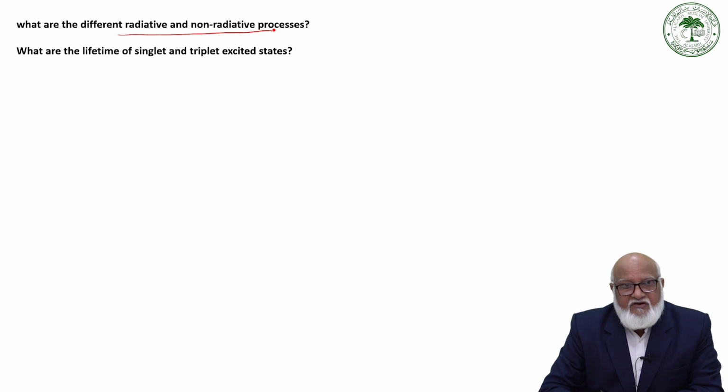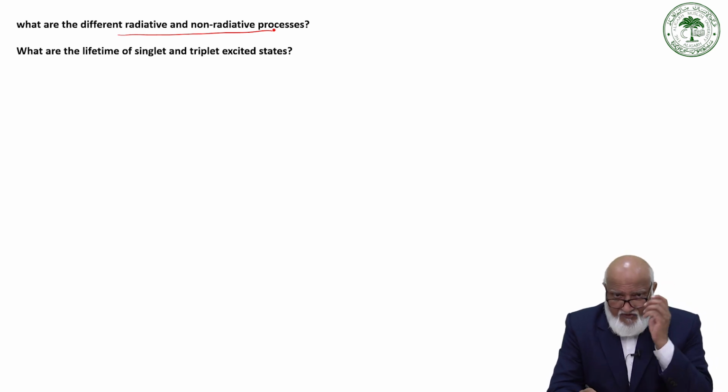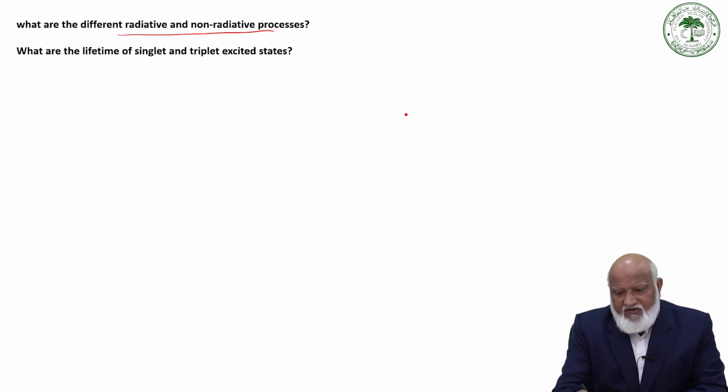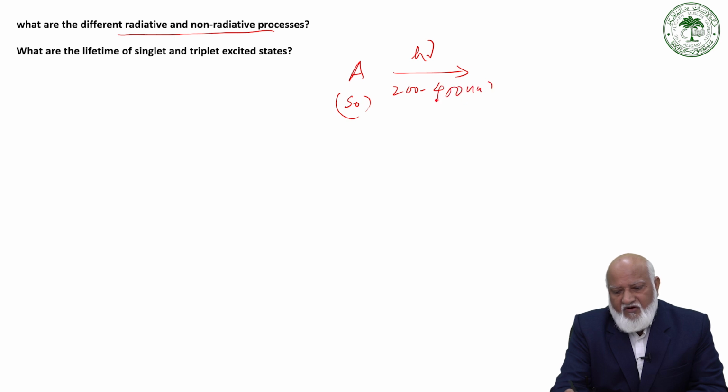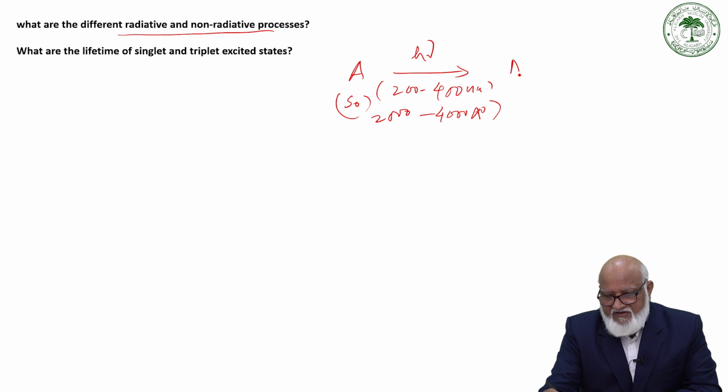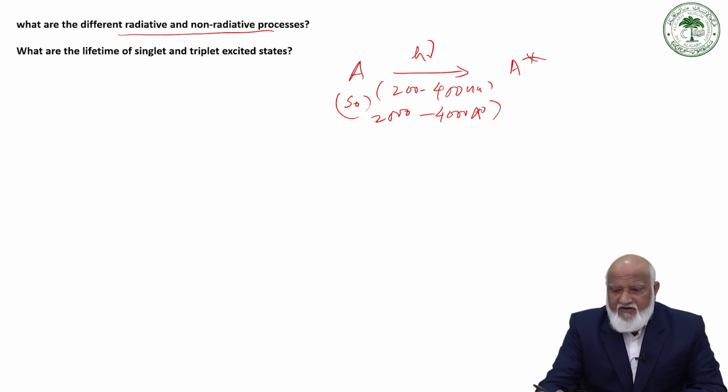So now the question is, what are the different radiative or non-radiative processes? For example, when we shine light, say molecule A in the ground state, S0 state, on absorption of light, mainly the UV light, 200 to 400 nanometer, or 2000 angstrom to 4000 angstrom, the molecule goes to an excited state.